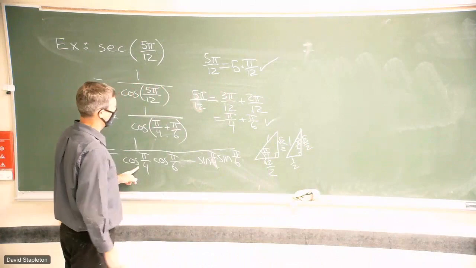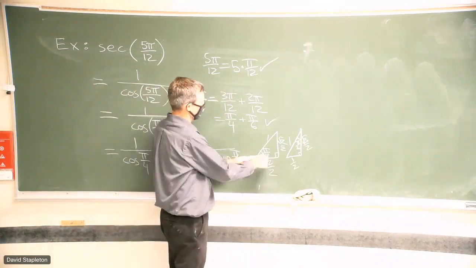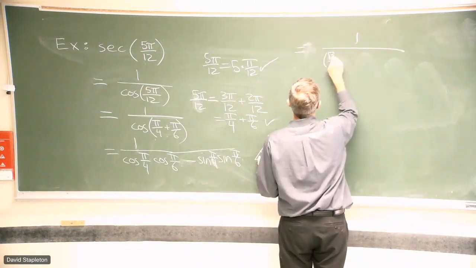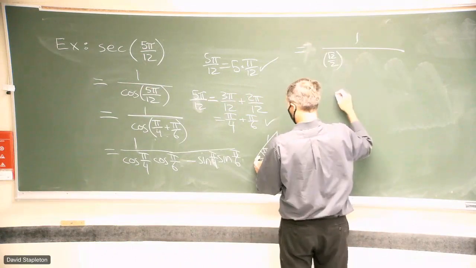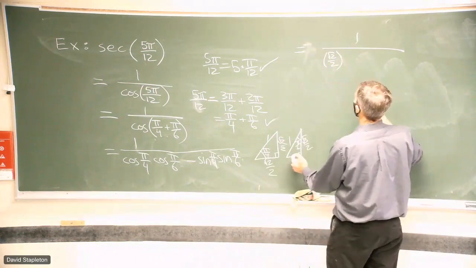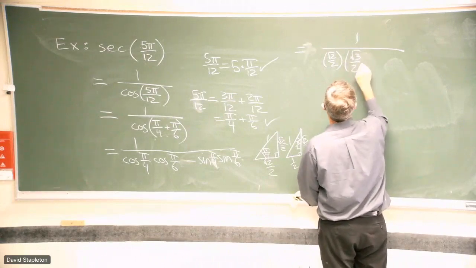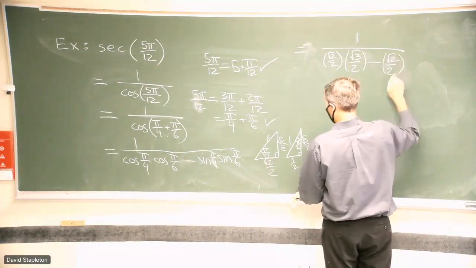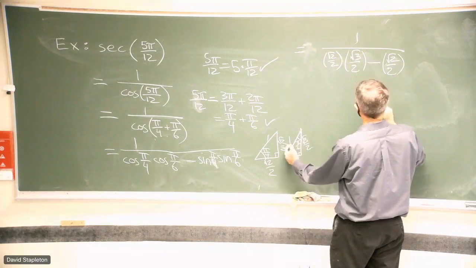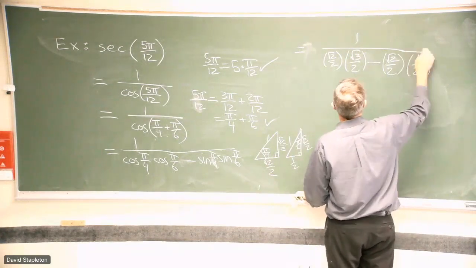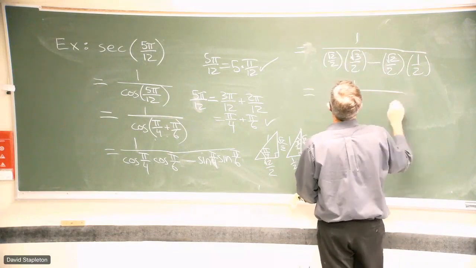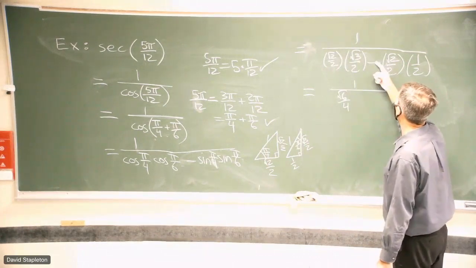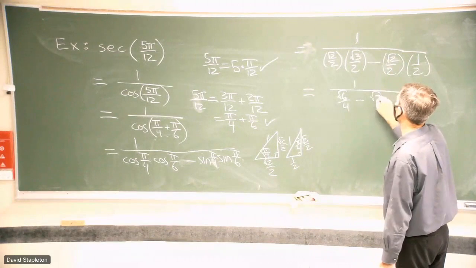So let's see, the cosine of pi over 4, we maybe memorize this. This is adjacent over hypotenuse, square root 2 over 2. Cosine of pi over 6, this one is adjacent over hypotenuse, is square root 3 over 2. And then we subtract sine pi over 4, which is square root 2 over 2 off the triangle. And sine pi over 6 is opposite over hypotenuse, is 1/2. So there's what we have for the secant. It's 1 over, multiply these, top times top over bottom times bottom, is the square root 6 over 4. Minus top times top over bottom is square root 2 over 4.